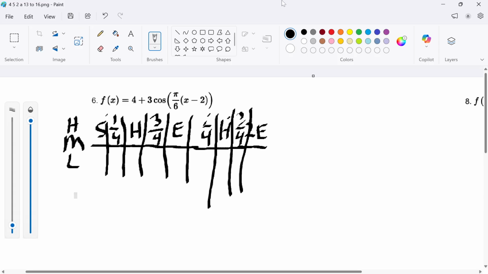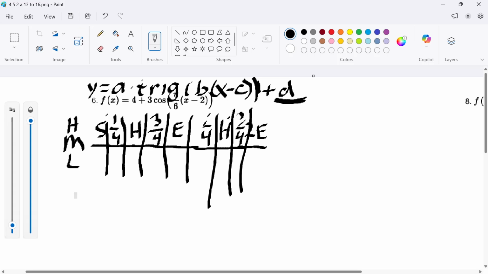Well, remember, it's y equals a times trig, meaning sine, cosine, whatever, tangent, of b times x minus c, plus d. D is the vertical shift up and down, c is the horizontal shift left and right, b is the change in period, and a is the amplitude. So the first thing I want to do is find the high, medium, low. I'll use the d, the number, to find the high, medium, low.